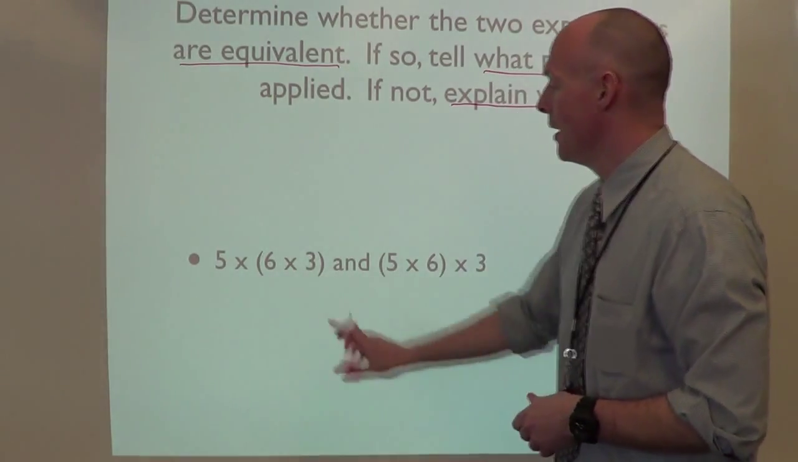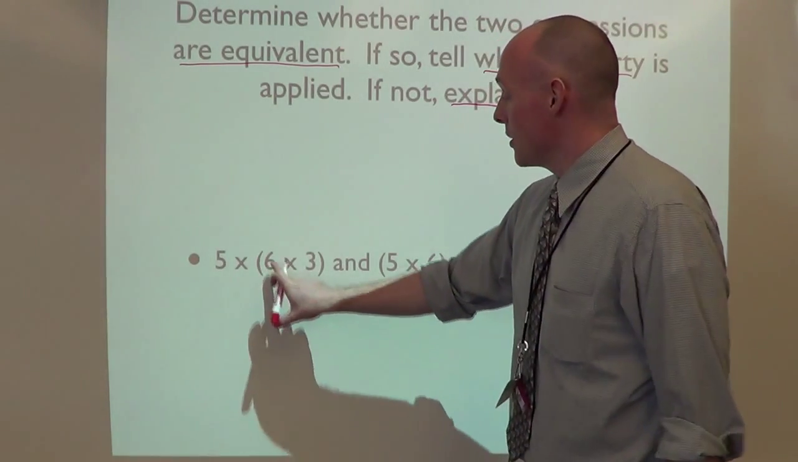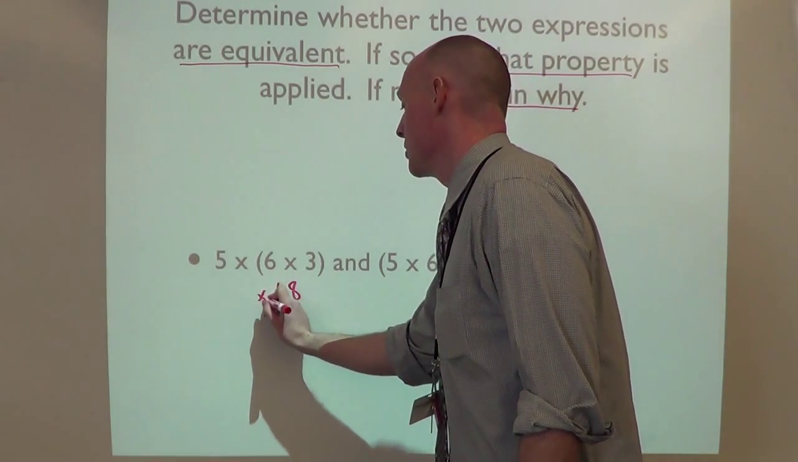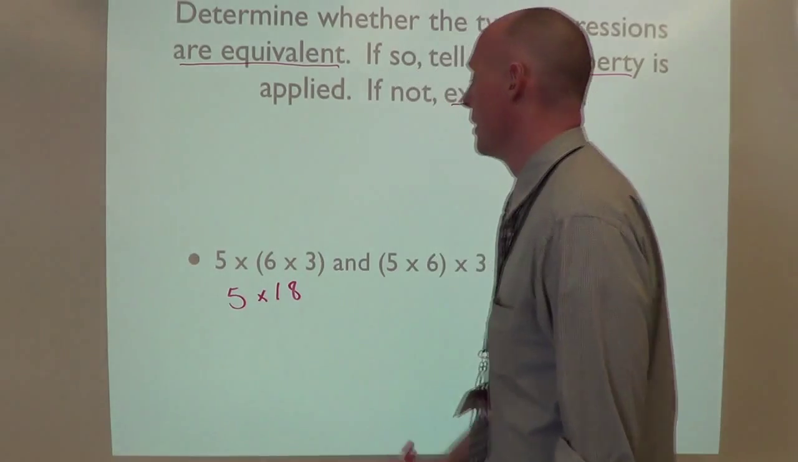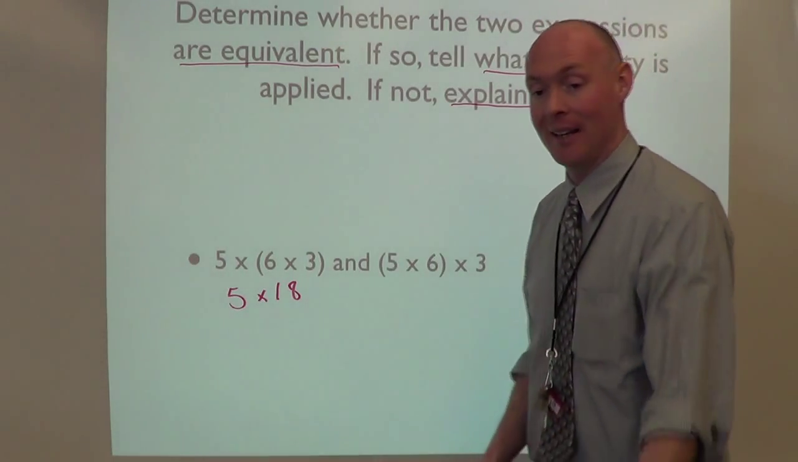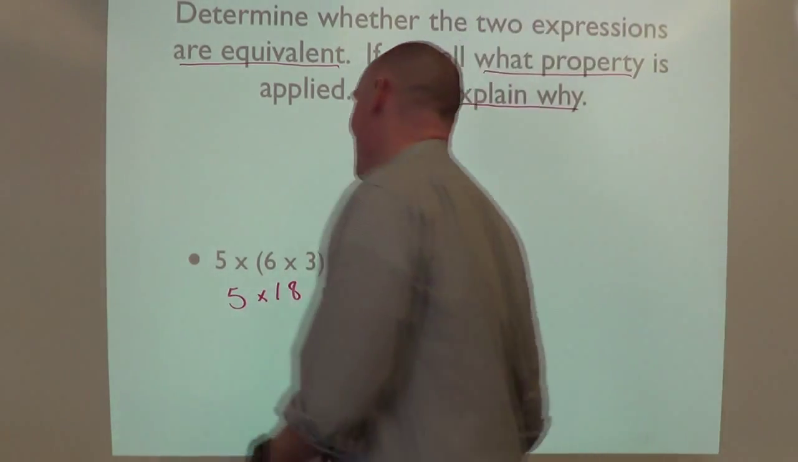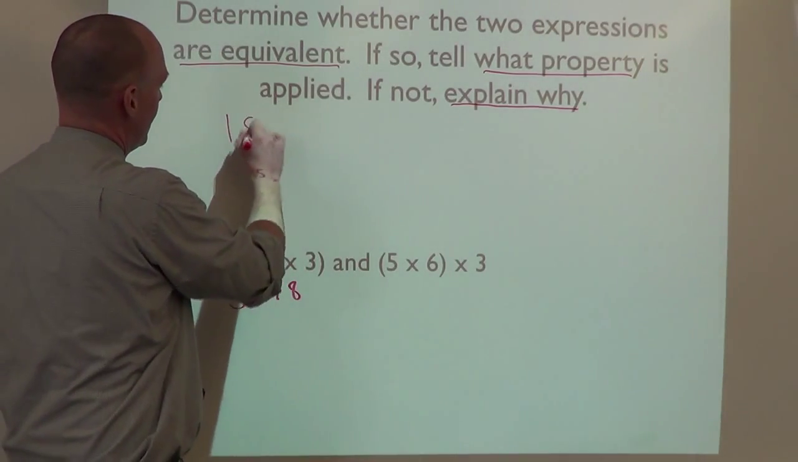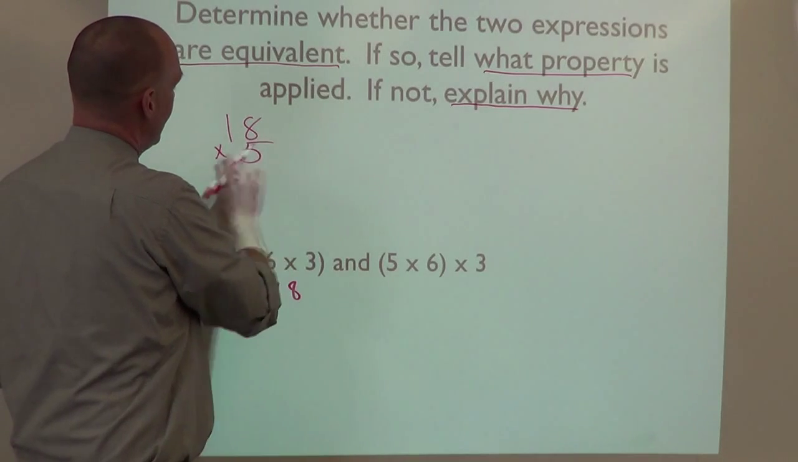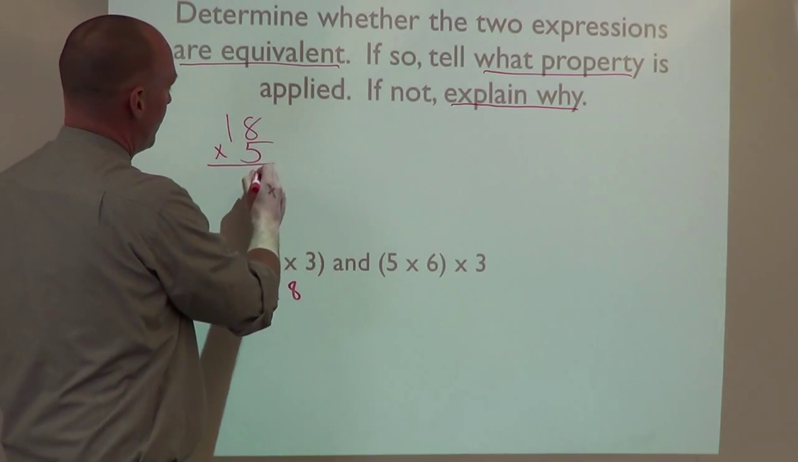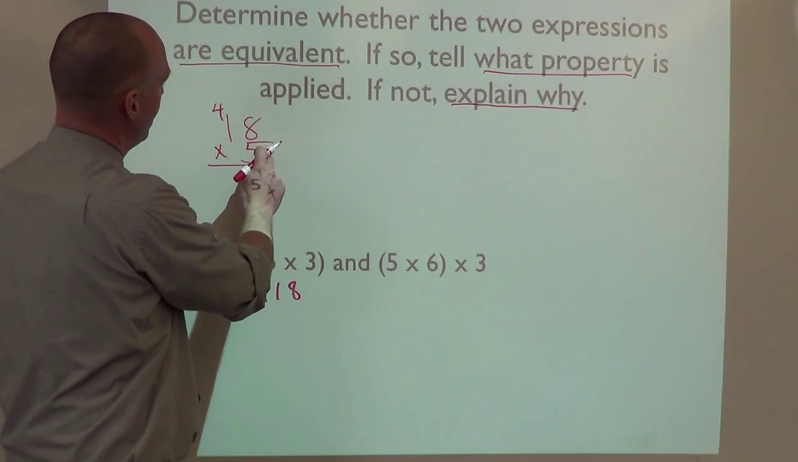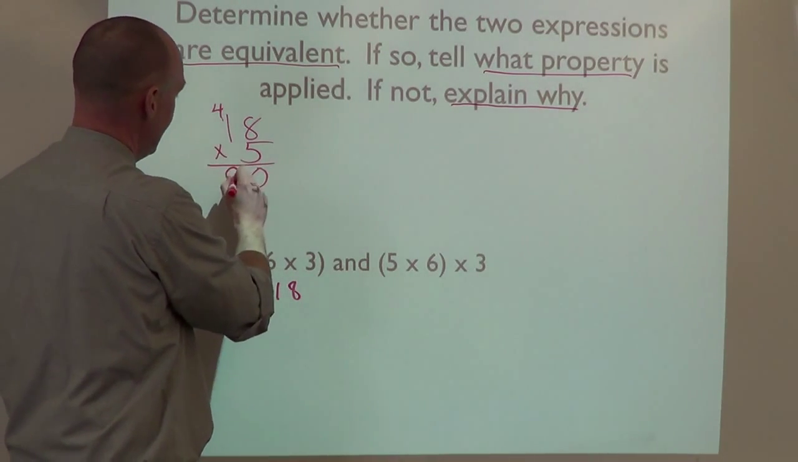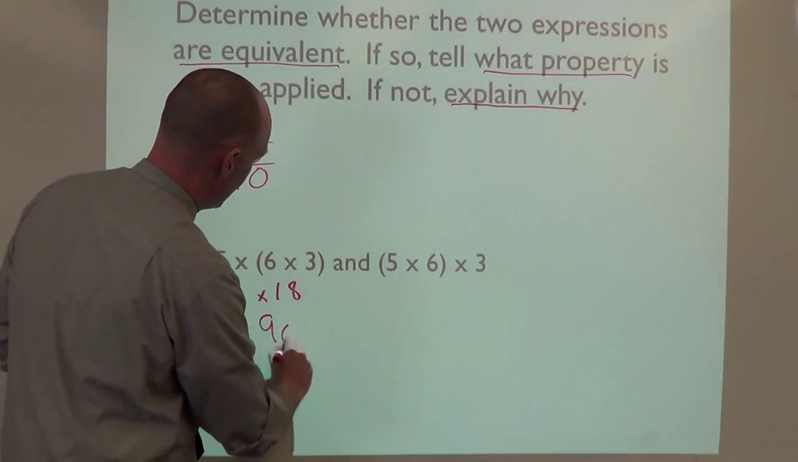So let's look. Do parentheses first. 6 times 3 is 18 times 5. And I can't do this in my head, and I don't have a cheat sheet for it. So off to the side, I'm going to do 18 times 5. 5 times 8 is 40. 0, carry the 4. 5 times 1 is 5, plus 4 is 9. The answer is 90.